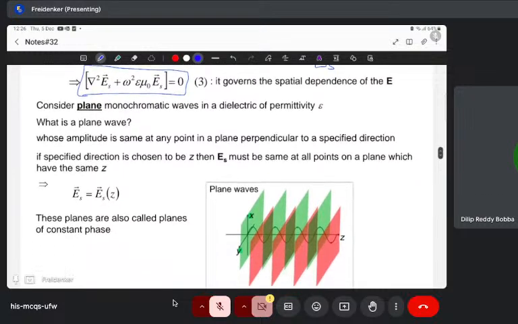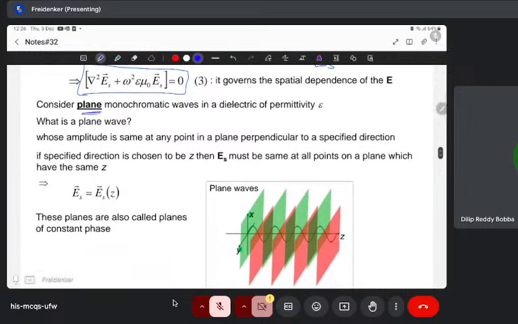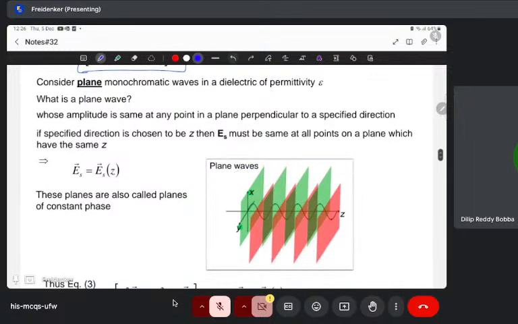Now they're telling us to consider our wave to be a plane wave. Now a plane wave is basically this one. It looks like this. This is a plane wave. So you have a plane, it's just oscillating to and fro. It's propagating in one direction. So the direction of propagation is this one.